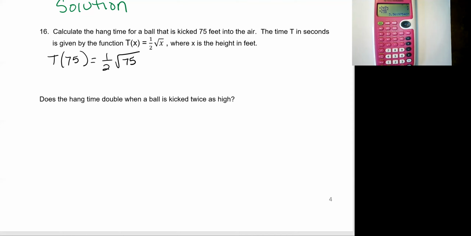So I will use my calculator. I will take 1/2 times the square root of 75. And this calculator is going to simplify it, but I need a decimal. So I'm going to press the toggle switch, and it's going to tell me that it is approximately 4.33 seconds. Because t is in seconds.